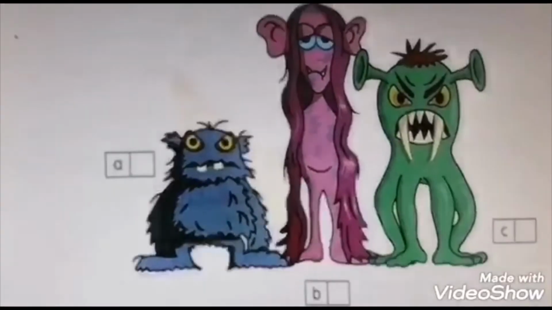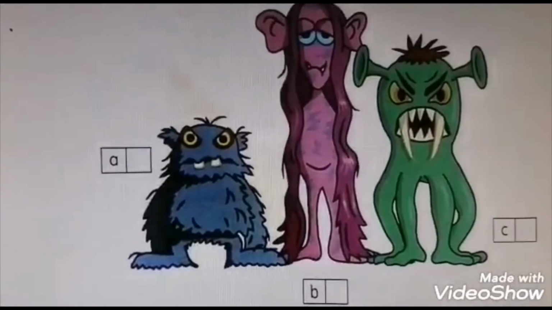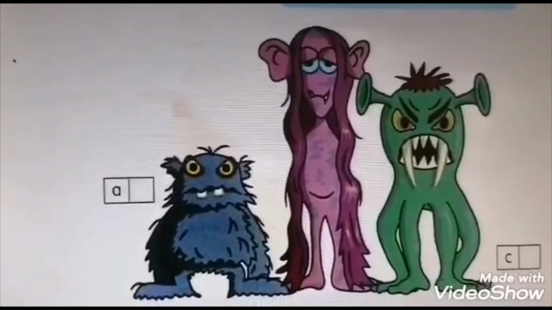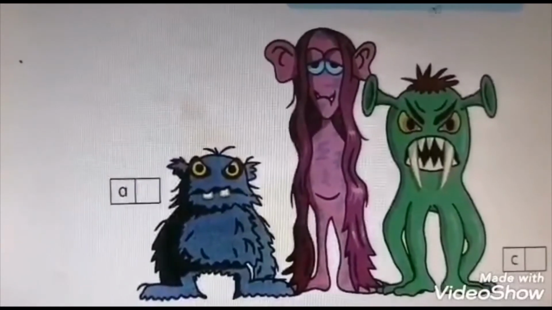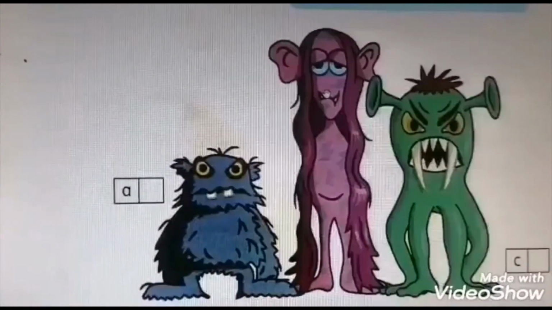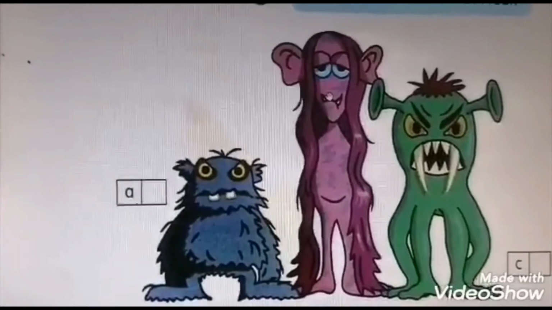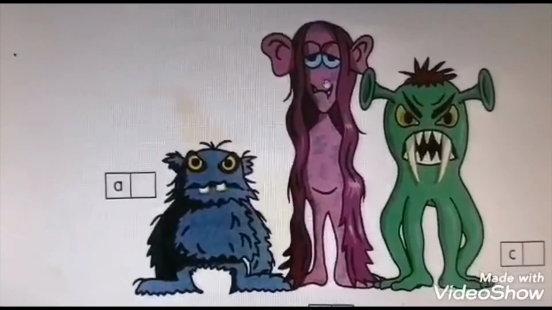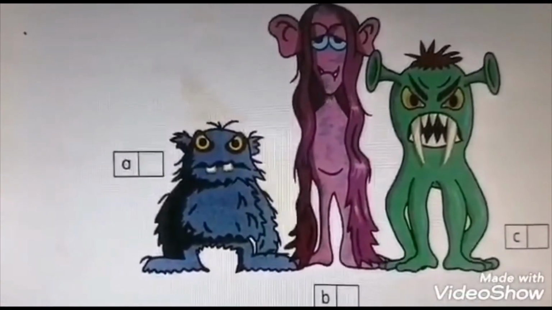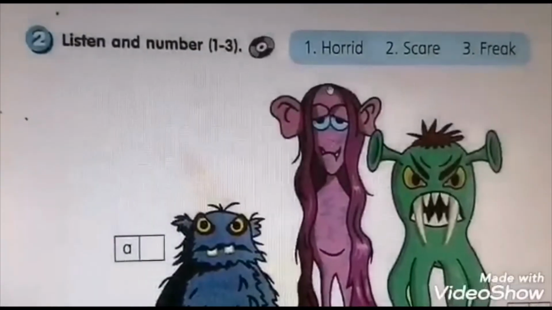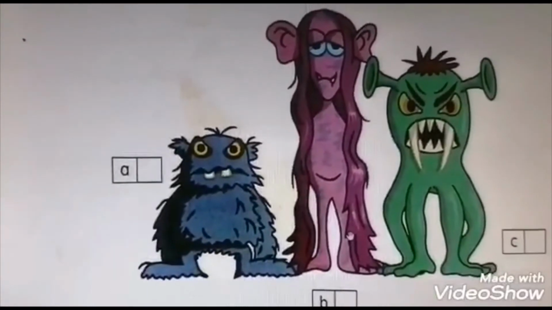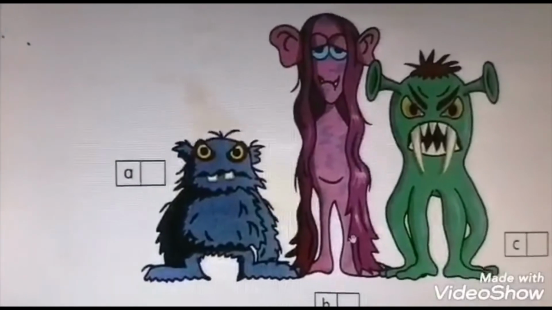So what do you think? Which one is this monster? Number 1, Horrid. Horrid is the tallest alien. So who is tallest in this picture? Yes, this one. She has got the longest hair too. She has got big ears and blue eyes. So what have we learnt about? Yes, so A, this is Horrid. So what will we say? B is number 1. Let's listen to the next one.